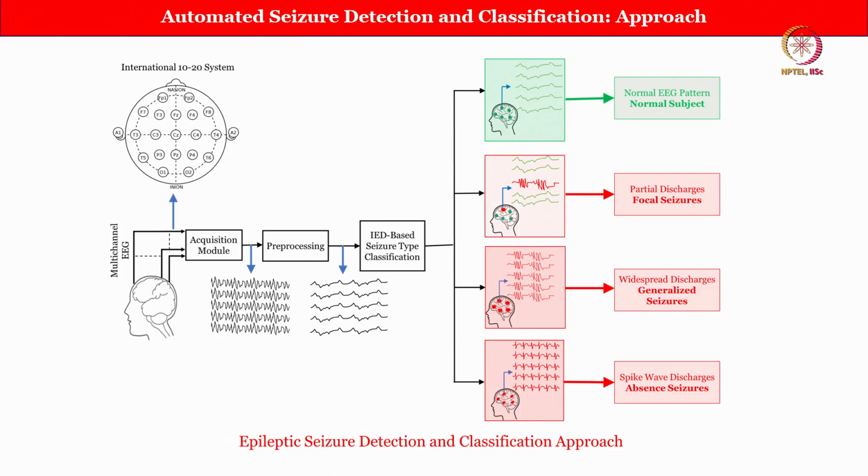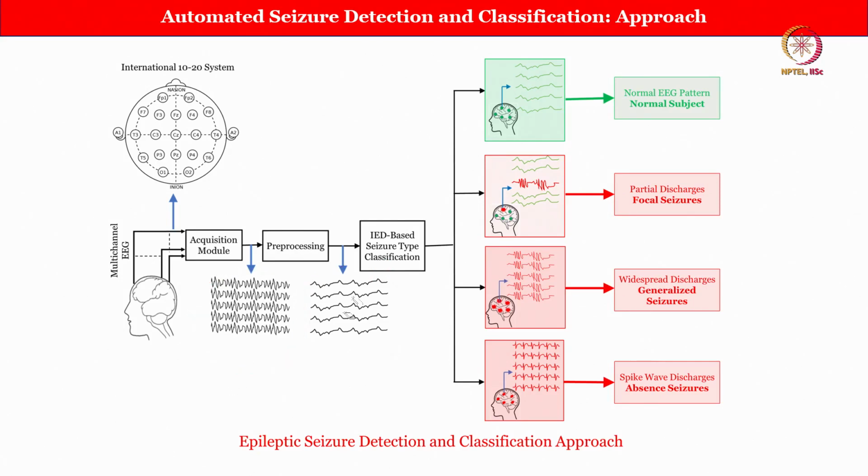Okay. So, what you see now, in the internationally recognized 10-20 system, we place the electrodes and we can take the signals from different regions. When you have that multi-channel EEG, you can have the acquisition module, pre-processing, and then seizure type detection and classification, right. So, this is before it, then once we process it, post-processed data.